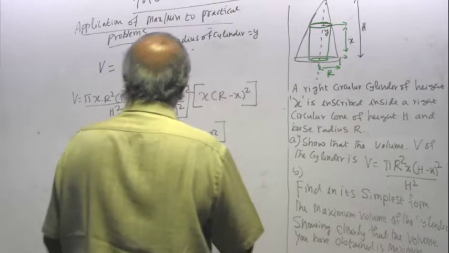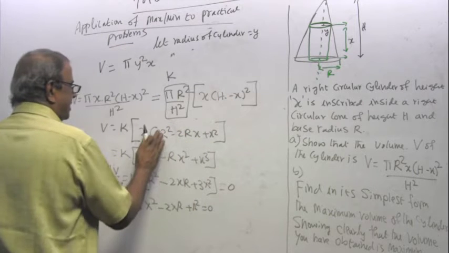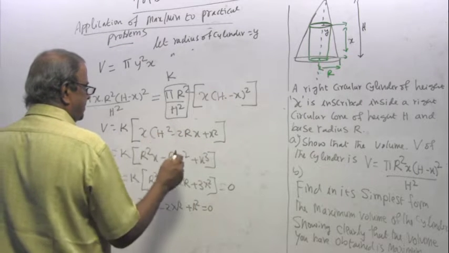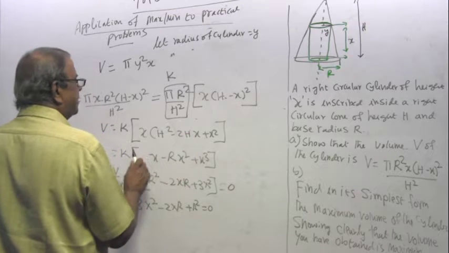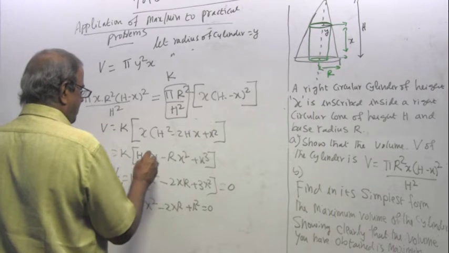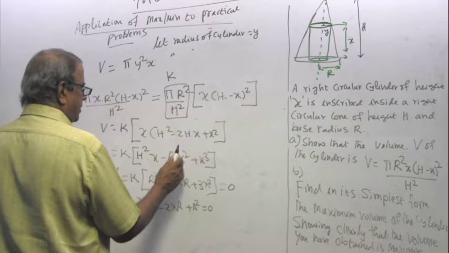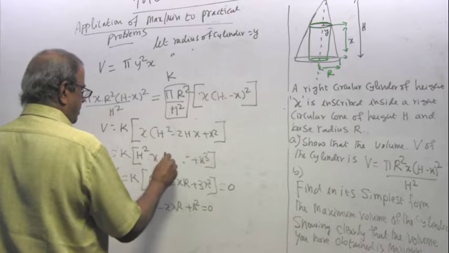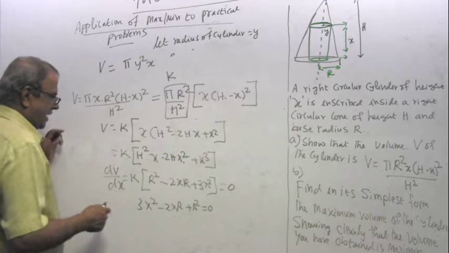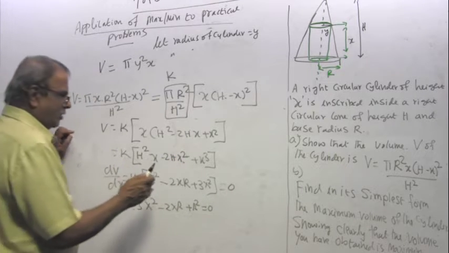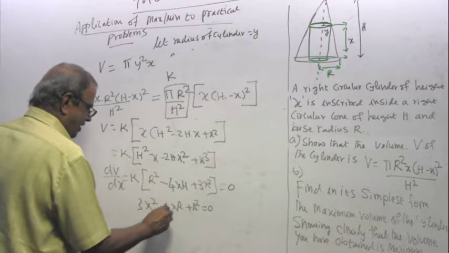Oh, that's an h squared. h squared minus 2hx plus x squared. No, but it still shouldn't make a difference. h squared x minus 2hx squared plus x cubed. You see, I had committed an error. Oh my god. That's a 4xh. Yeah, now it's okay.